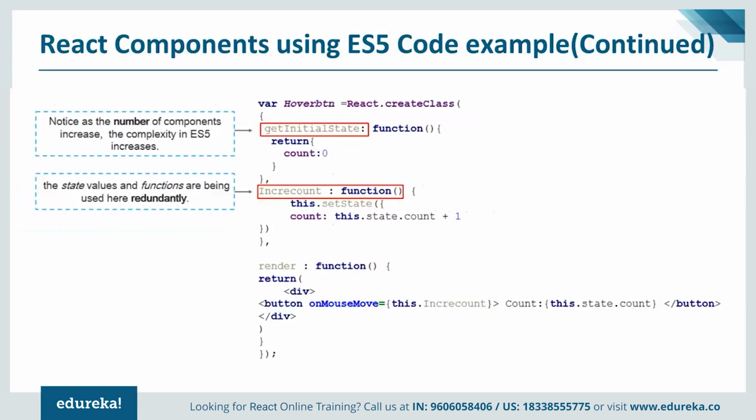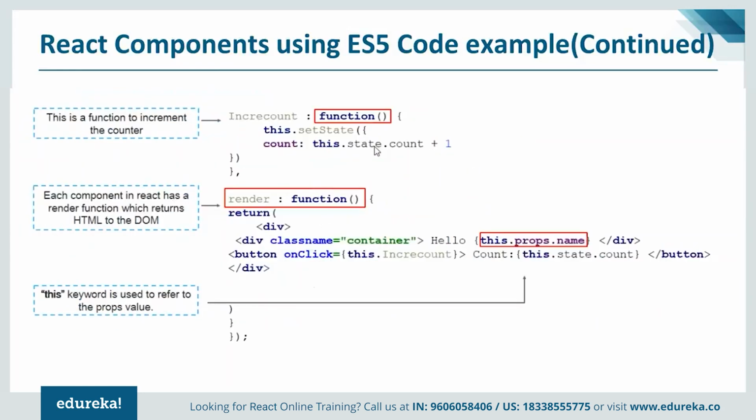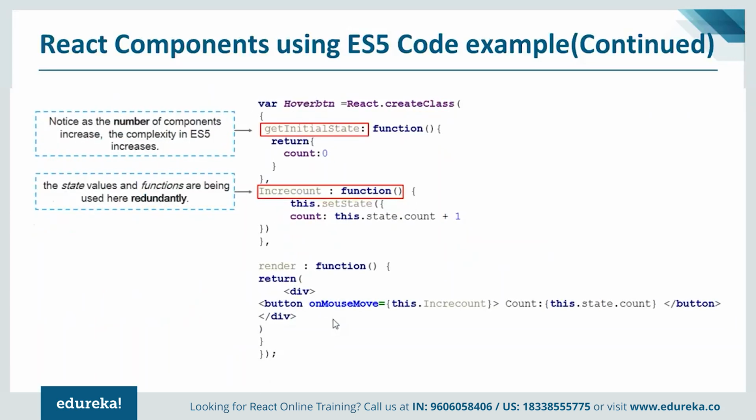I'll repeat very quickly once again what we did, how we started. We started by creating a component for a button that will be a single click button, because we are using here the on click event of that button. Then we created another component for the double click of the button, and we used the on double click event for that. Then we created a third component, which is hover btn, for showing the increment counter when the user will hover on that particular button. And we are using here the on mouse move event.